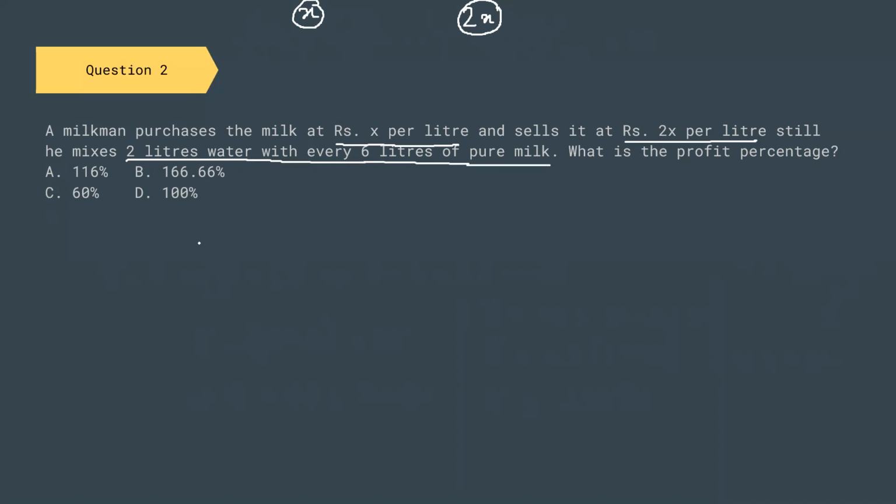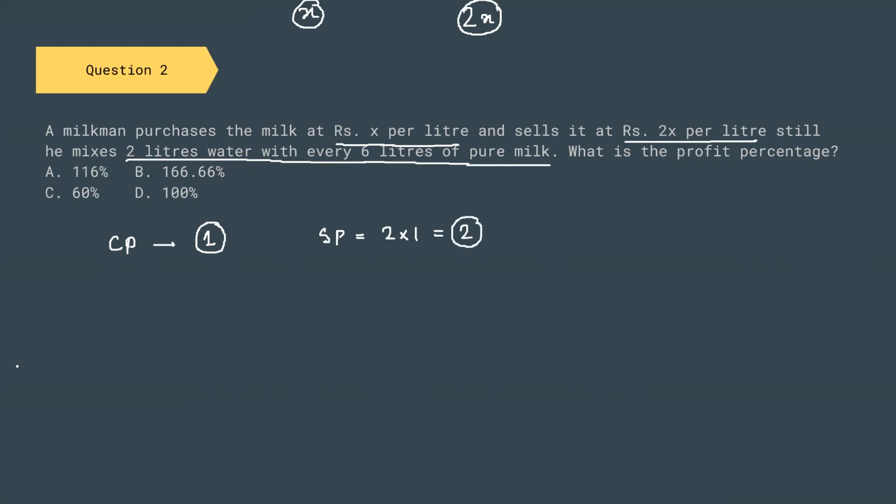So we can assume that the cost price of the milk to be 1 rupee. Whenever we are working with percentage, whenever we are working with ratio, we can assume simple numbers. There is no fixed rule to assume something. So when there is nothing mentioned, we can always assume these numbers to be simple numbers, like the cost price to be 1 rupee. If the cost price of milk is 1 rupee, then the selling price will be 2 into 1, that is 2 rupees.